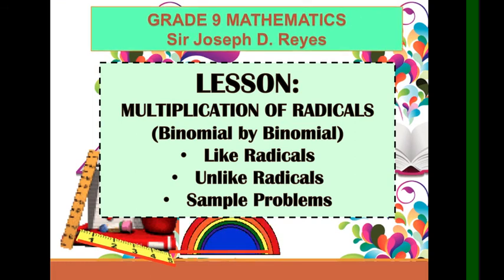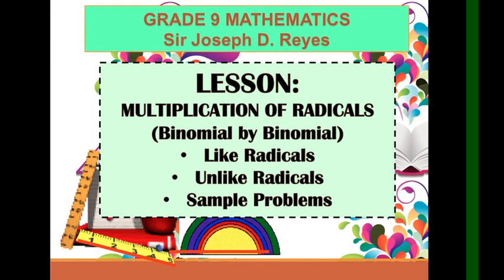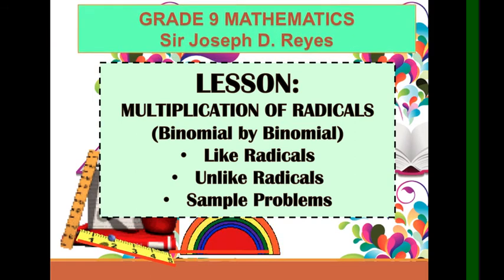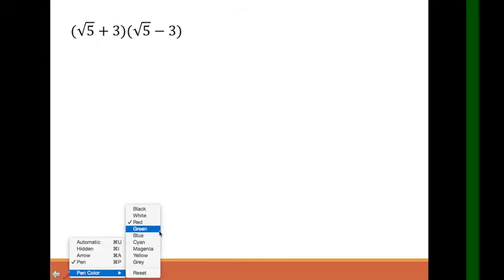Now, let's proceed to our main topic for today, which is all about multiplication of radical expression, binomial by binomial. So let's start with the first example. For the first example, let's have this one. So let me first select the color of my pen, which is color blue. All right. So let's have the multiplication of square root of 5 plus 3 and square root of 5 minus 3. So using a FOIL method, pwede natin gamitin yung FOIL method.